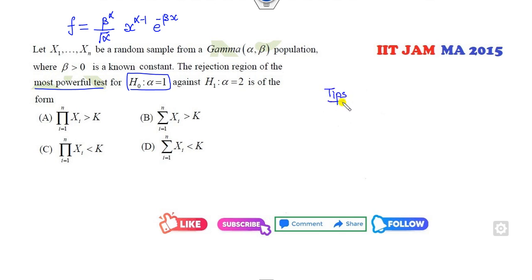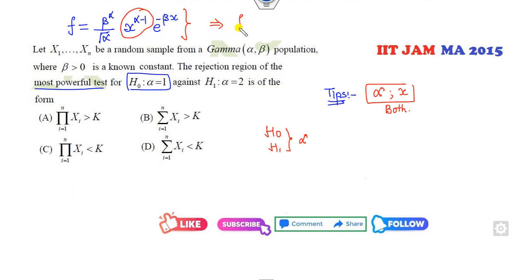Now, what is the most beautiful tip I will give you? Look at H0 and H1. They depend on alpha. So look at the function which depends on alpha and x both. This is the only function. So your f will be only x raised to power alpha minus 1. Forget about the other terms so that your calculation is reduced. Then always define the likelihood with sample size n, so it is the product of xi raised to power alpha minus 1.